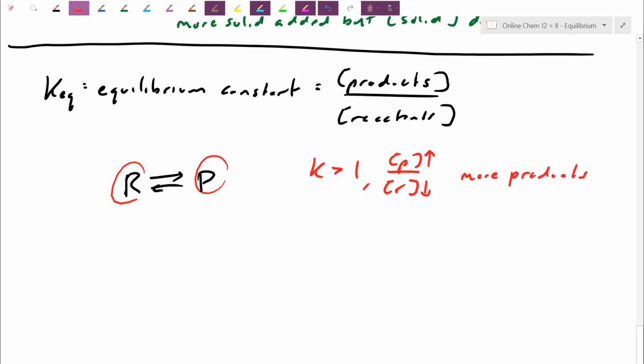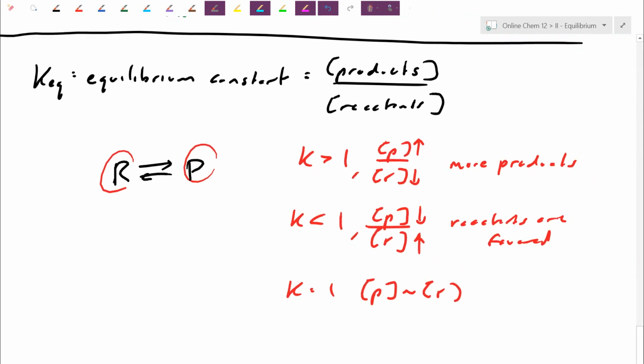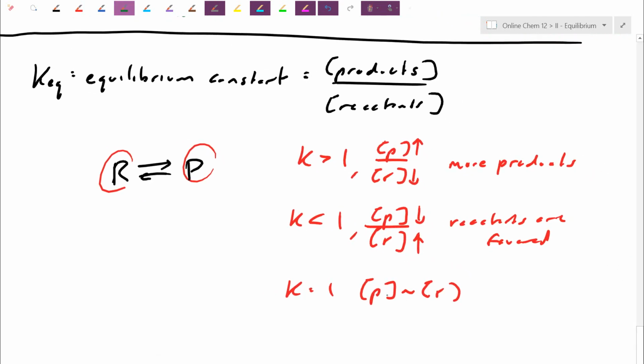Products are favored. If the K is less than 1, and yes, it can't drop below 0, for a fraction to be lower than 1, that means this product over reactant ratio tells me I have fewer products, more reactants. I can say reactants are favored. That's another language for it. And if K is equal to 1, we have roughly products about the same as reactants. You have to be careful, especially if we have coefficients in our balanced equation. Sometimes those coefficients, as they enter into the powers, make this expression not quite true.